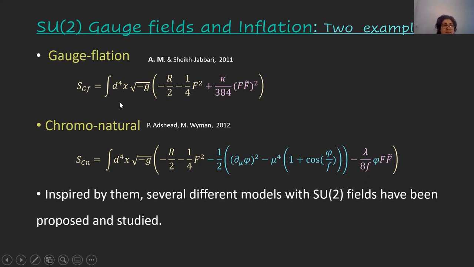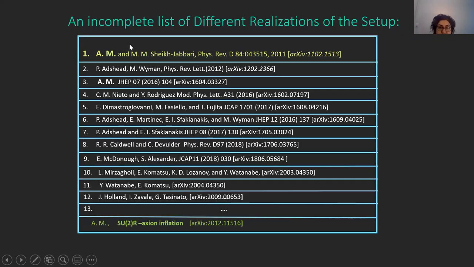The thing is that, inspired by the scenarios, several different realizations of SU2 gauge fields and non-abelian gauge fields have been introduced and studied in the literature. This is just an incomplete list of scenarios, just different realizations, but I'm not talking about the different studies of phenomenology and different observable signatures, just very different realizations.